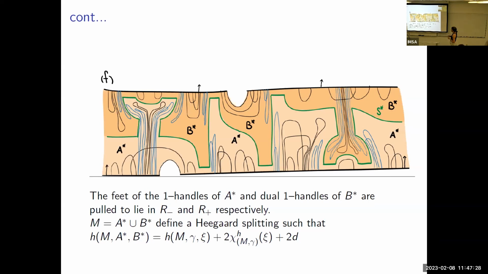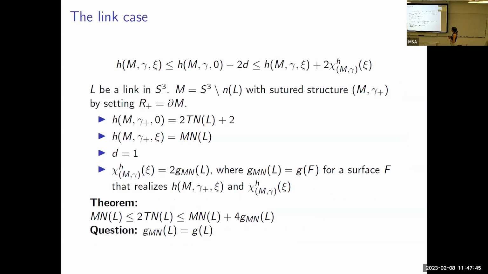well, this is a summarized computation, but we find that this Heegaard splitting, the construct, has exactly this number of handles, and that gives the upper bound. So this is summarizing both bounds.